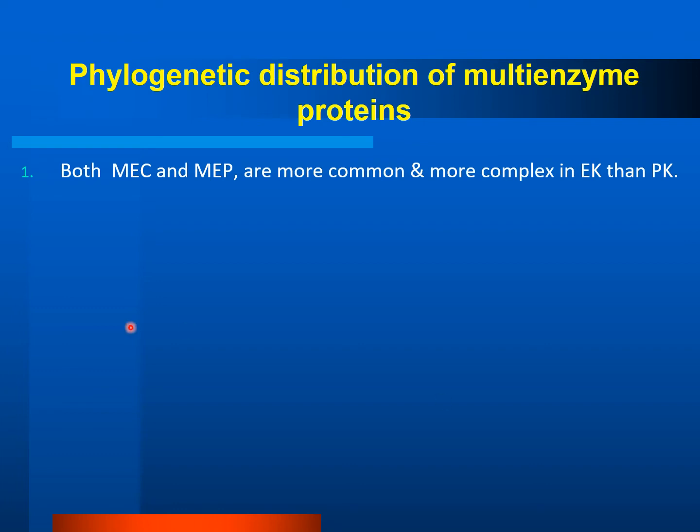So let us start. Both MEC and MEP are more common and more complex in eukaryotes than prokaryotes. This clearly indicates that MEC and MEP have followed an evolutionary path, like the way eukaryotes are more complex than prokaryotes. So our enzymatic machinery has also evolved in parallel, and this concept of the multi-enzyme system came into picture.